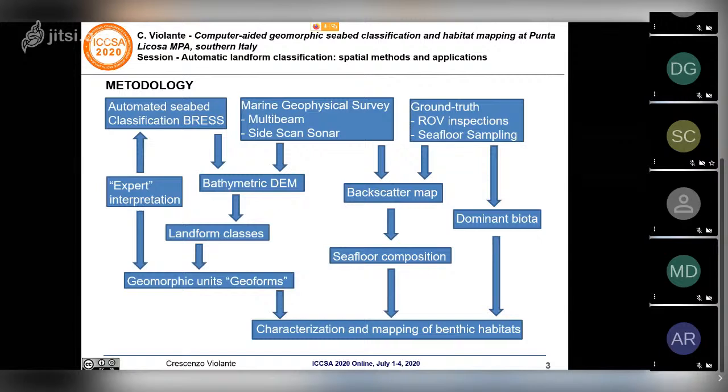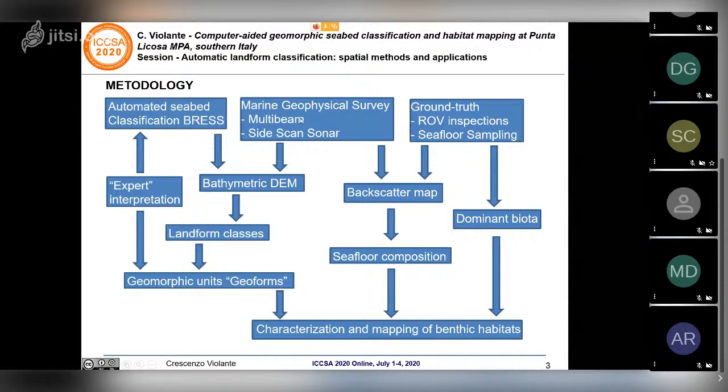So the methodology, as I said, is mainly based on geophysical survey, which are made by multi-beam sonar system, which are mainly used for high-resolution bathymetric measurements, and side-scan sonar system, which is a system that records the backscattering of the seafloor. This later system was used to construct the backscatter map of the seafloor that were then complemented with the seafloor samplings, and these allowed for information on seafloor composition. And on the other hand, the ROV inspections, which are remote operated vehicles, mostly are video inspection, were used to discriminate dominant biota.